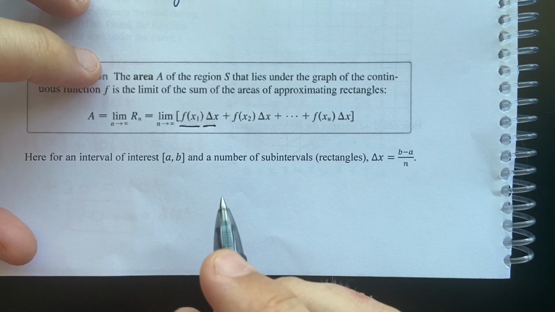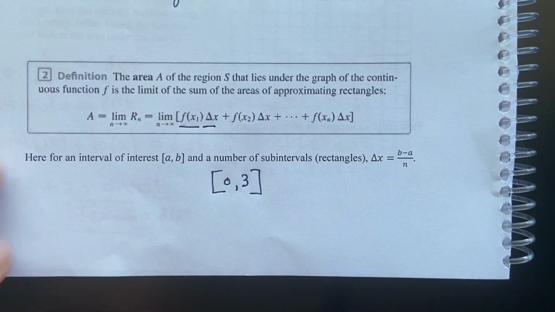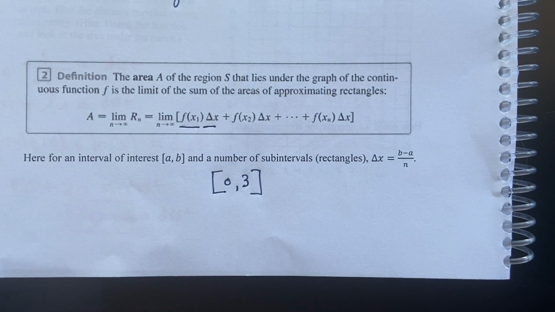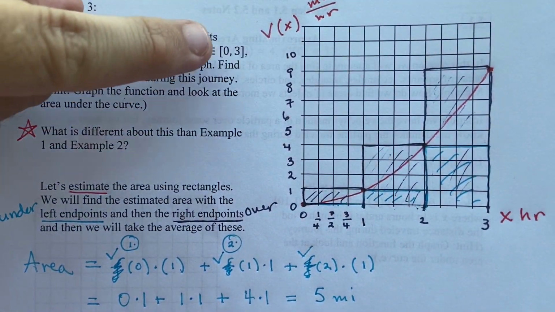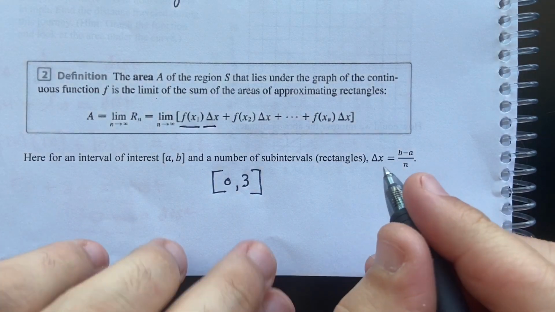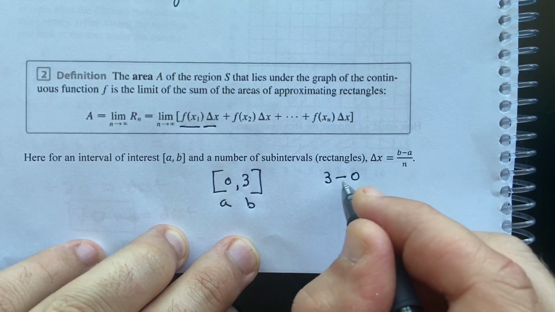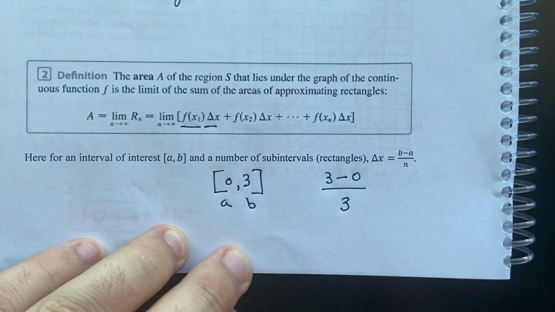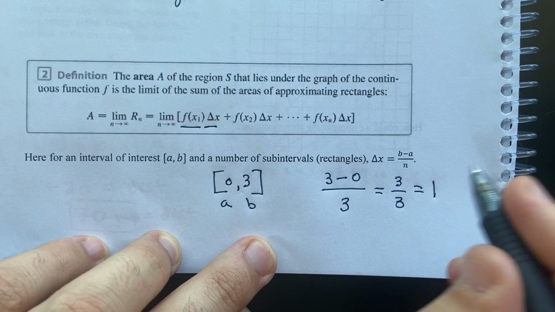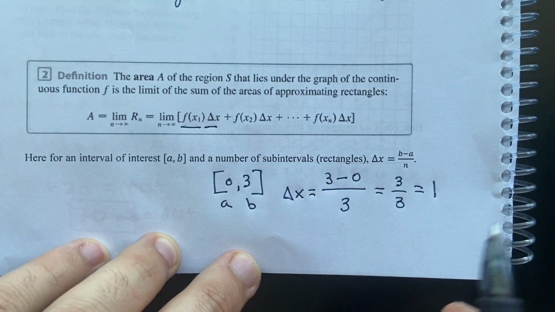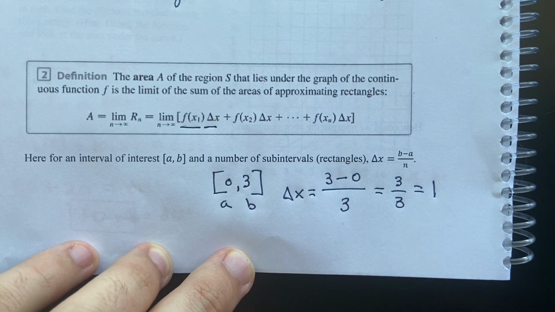Just for our example, by the way, we had 0 to 3, just to touch base on it. So I'm talking about this example now. Right, so we had 0 to 3. And if I took, so this would be a and b in terms of this. So I'd have 3 minus 0. And if I use 3 approximating rectangles, right, I'm using 3 for n, and I would have 3 over 3, in other words, 1 for delta x, the width of those intervals. And that's why we had a bunch of 1s repeating. That was just multiplying by 1 every time.